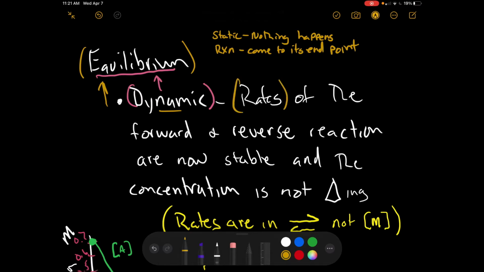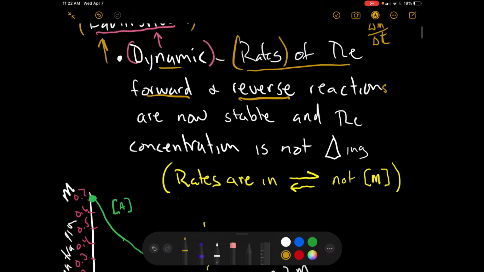That is when the rates, and we talked about that in chemical kinetics, the rates, that is what is known as the change in molarity over the change in time. Remember that? So the rates of the forward and reverse reactions are now stable, and the concentration is not changing at all. So rates are in equilibrium, but not the molarity.